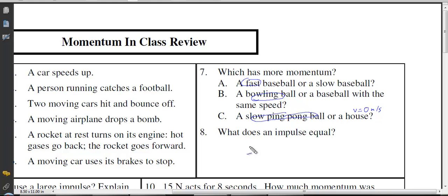Last question here, what does an impulse equal? Well, an impulse equals force times time, or it also equals just the delta P, the change in momentum. So these are problems 1 through 8. Questions 9 through 13 we will do next.